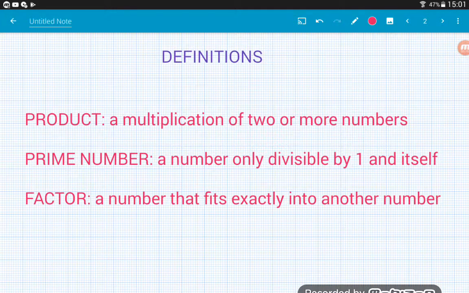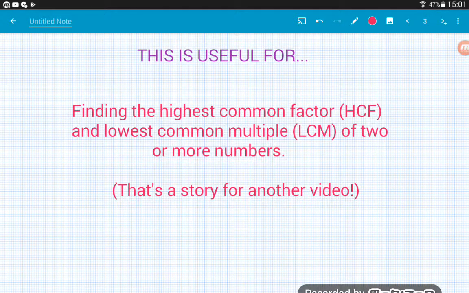A product is what you get when you multiply two or more numbers together. A prime number is a number only divisible by 1 and itself, and a factor is a number that fits exactly into another number. This is useful for finding what's called the highest common factors and lowest common multiples between numbers, but we'll check that out in a different video. We do need to know how to do this to be able to do that.